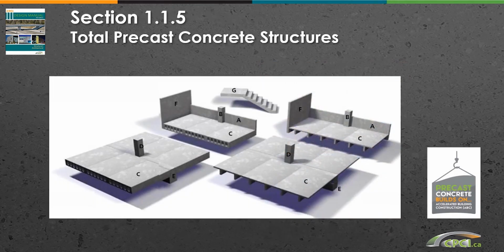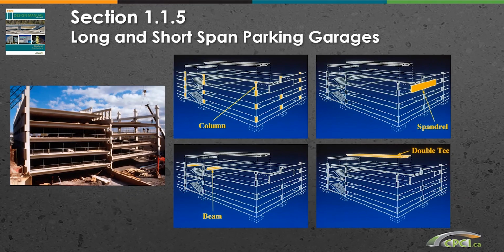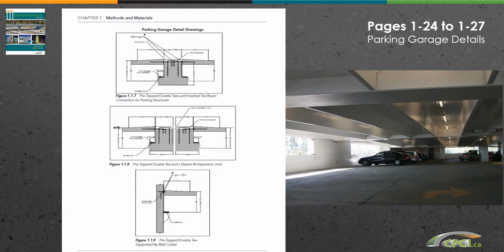Section 1.1.5 highlights the structural elements and the applications for total precast structures. These elements typically include beams, columns, double T's, hollow core planks, inverted T's, spandrels, stairs, and shear walls. Long and short span parking garages are also introduced, and the typical configuration of the elements is shown here. Pages 1-24 to 1-27 include sample parking garage details. Shown here are 3 details: pre-topped double T's supported by an inverted T-beam, an L-beam, and a wall corbel.